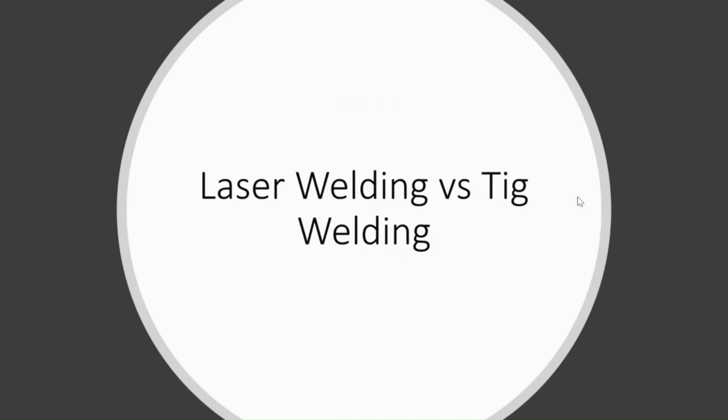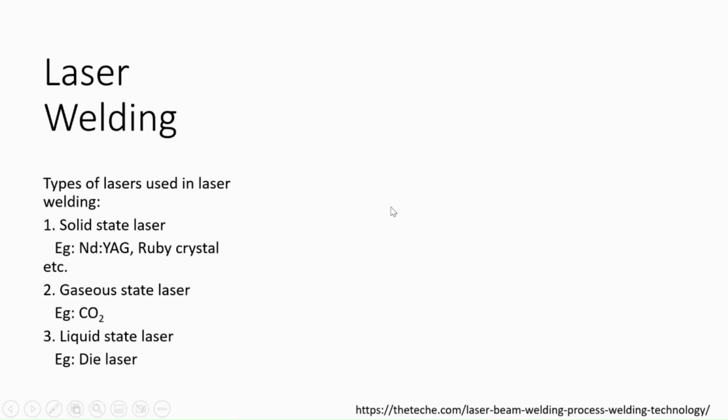So, hello everyone. In today's video, I'm going to discuss laser welding and TIG welding, and also a comparison between them. So, let's start with laser welding. There are different types of lasers used in laser welding. Among them, I have listed some of them. You can categorize these lasers as solid state laser, gaseous state laser, and liquid state laser.